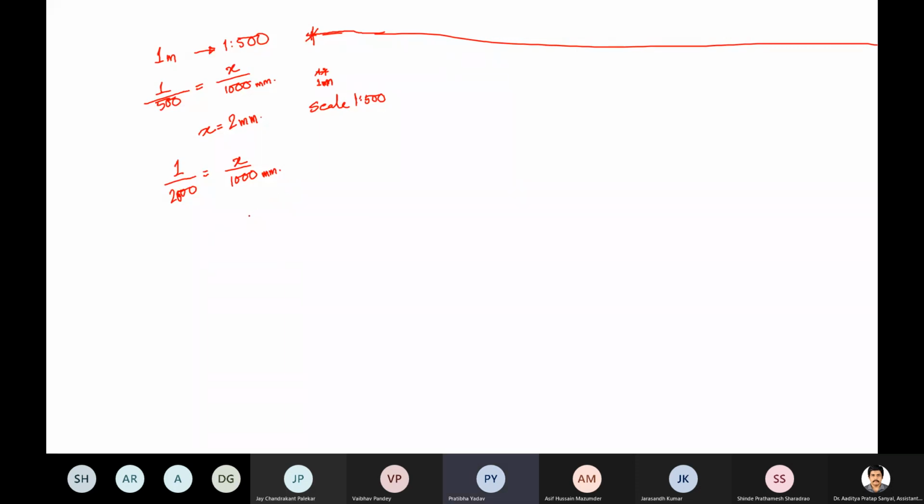This is equal to 0.5 mm, half mm. Physically, probably I won't be able to show it here, but this is now your 1 meter scale. 1 is to 2000. What is the unit of a scale?